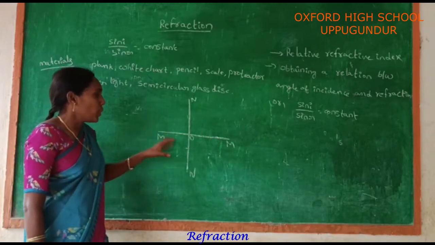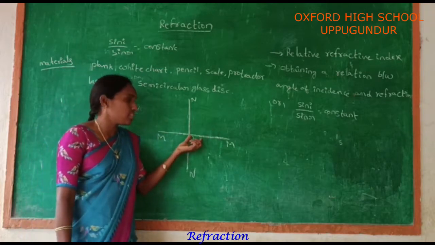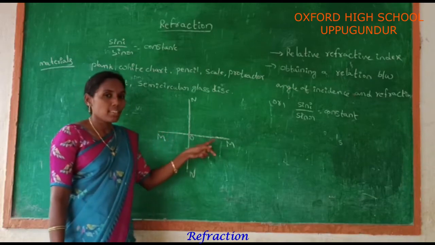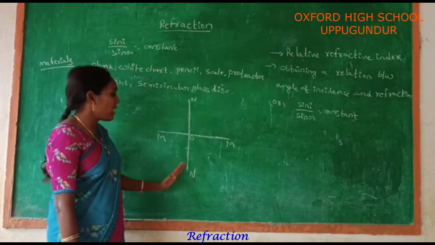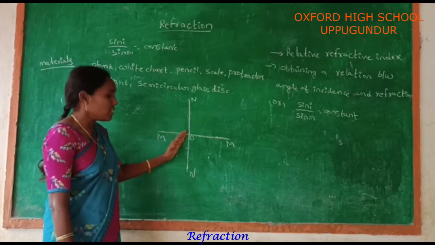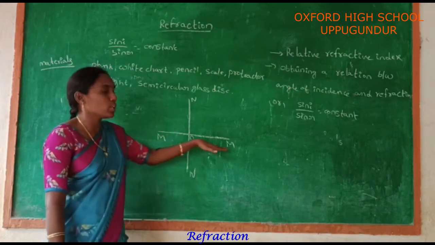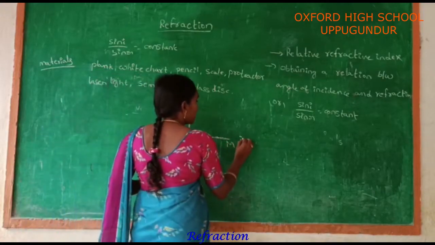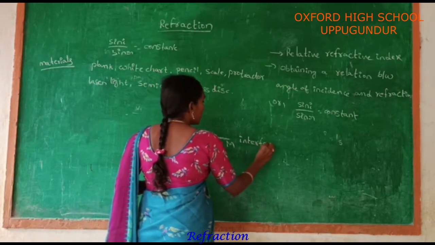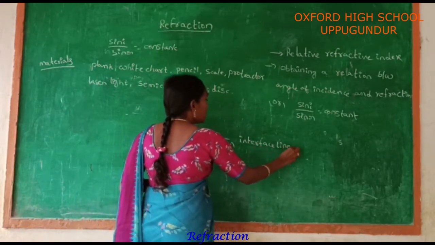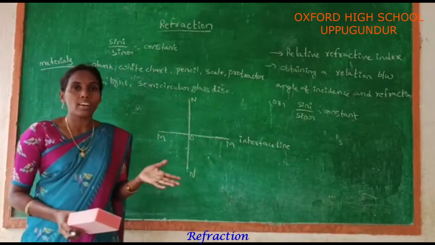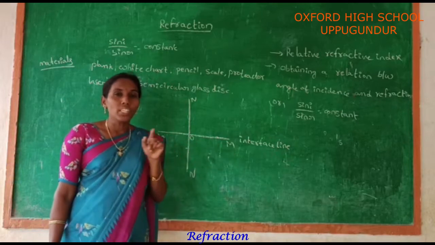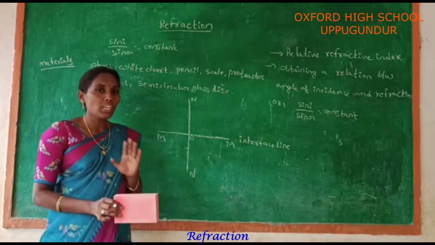The point of intersection of these two lines is O. See the next point: mark one line as MM and the other line as NN. This NN line acts as the normal, and it is perpendicular to the line MM. This MM line acts as the interface line. Interface line means separating the two media, or separating the boundary.